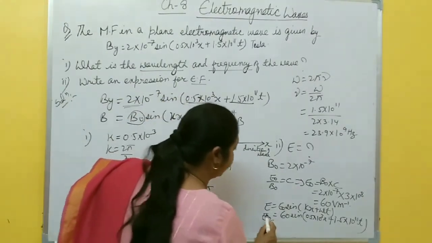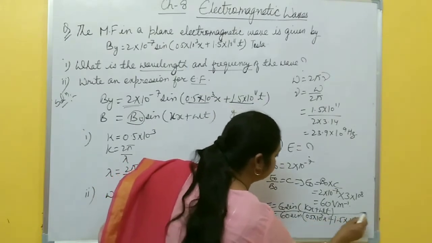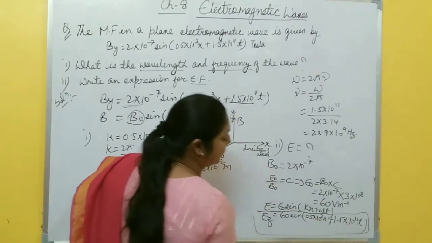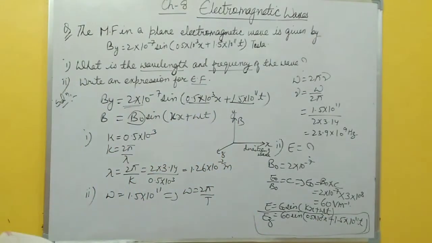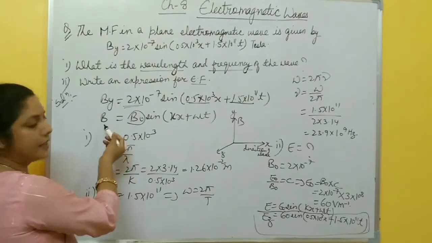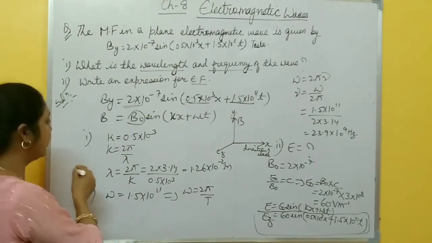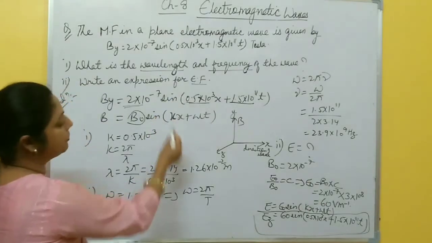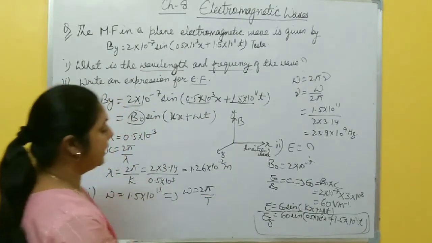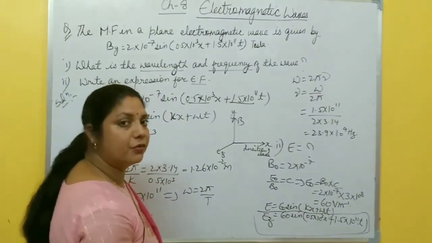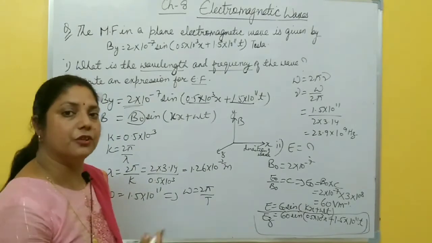So you can write Ez equal to 60 sine (0.5 into 10 to the power 3 x plus 1.5 into 10 to the power 11 t). In this way, you solve this numerical. Hope you understood. It's very simple. There are two parts. Easily you compare standard equation with the given equation. You can find wavelength, angular frequency, everything. And then also you have to find expression for electric field. And direction of electric field is what? Along z-axis, that is perpendicular to direction of both magnetic field and direction of propagation of wave.